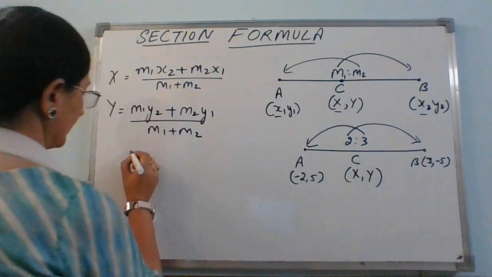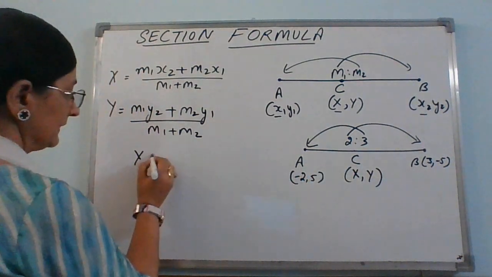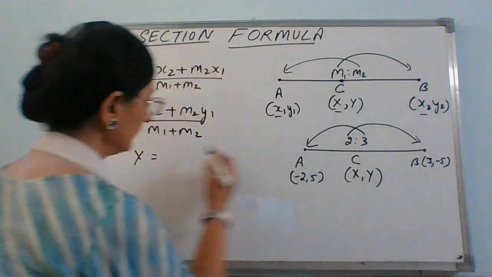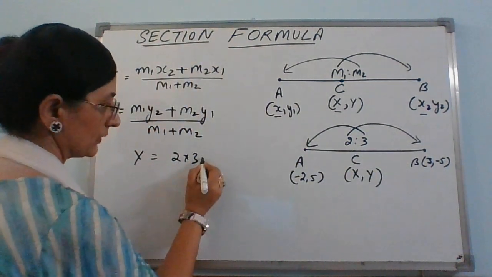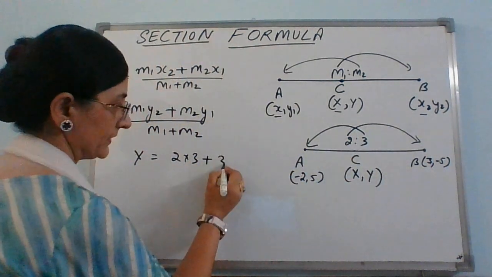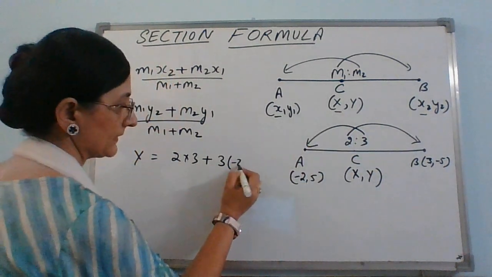If you want to find this point C का x जो है that will be 2 into 3 x coordinate plus इधर का ratio 3 है और here the x coordinate that is -2.